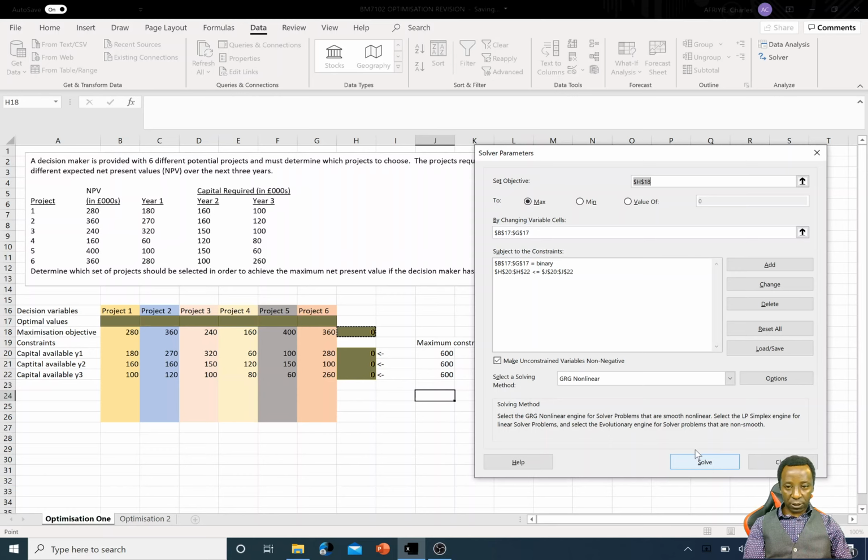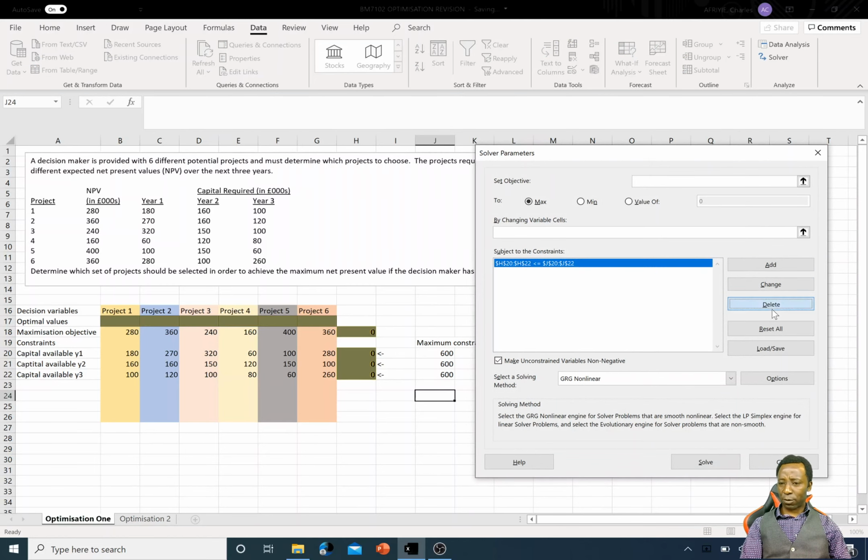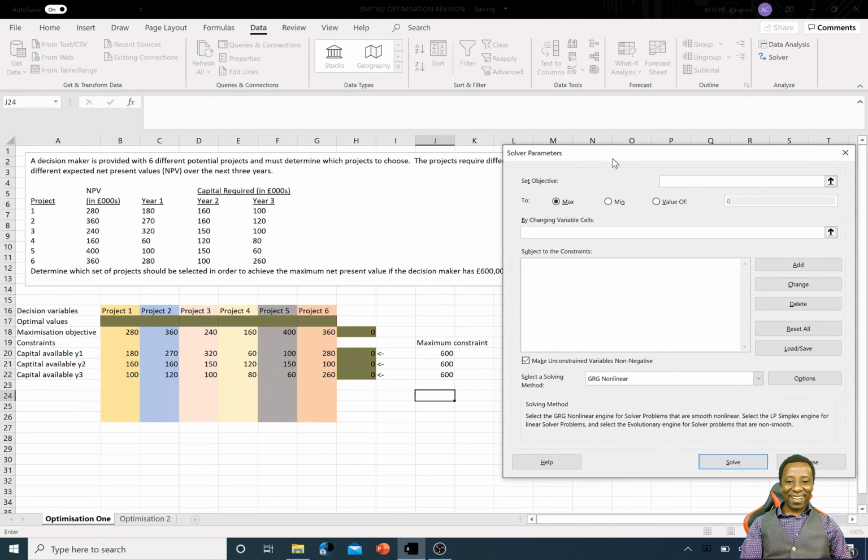Let me just go through this again. Maybe what I do, why don't I just delete everything and do it again, so that we don't have any doubts, especially because of that glitch that popped up there. I don't know what was happening. Okay, so let's do it again.